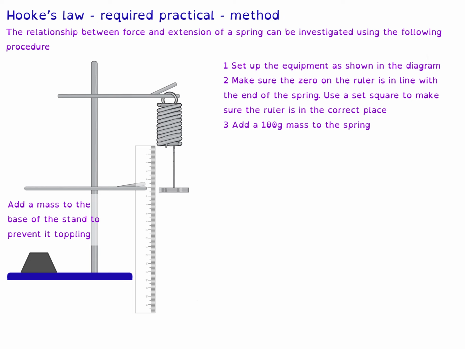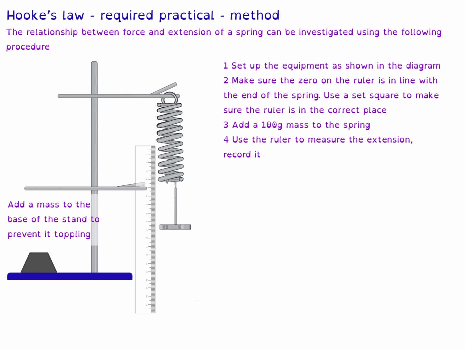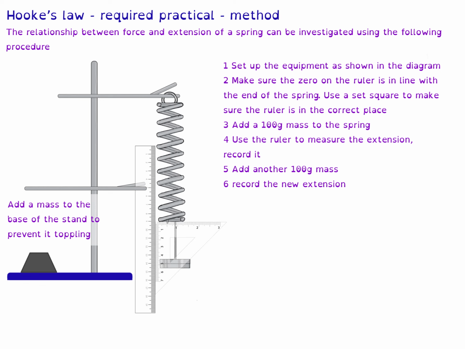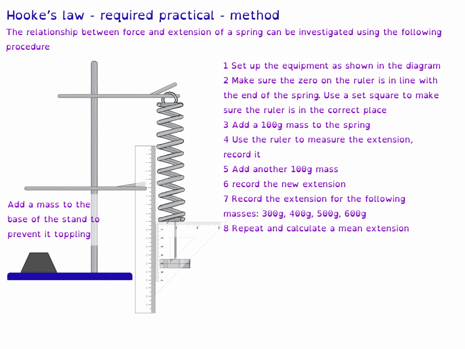Add a 100 gram mass to the spring. Use the ruler to measure the extension and record it. Add another 100 gram mass. Record the new extension. Record the extension for the following masses: 300 grams, 400 grams, 500 grams, 600 grams. Repeat and calculate a mean extension.